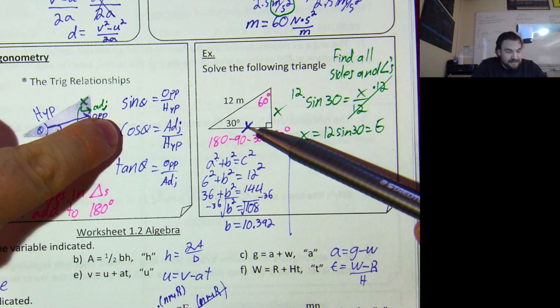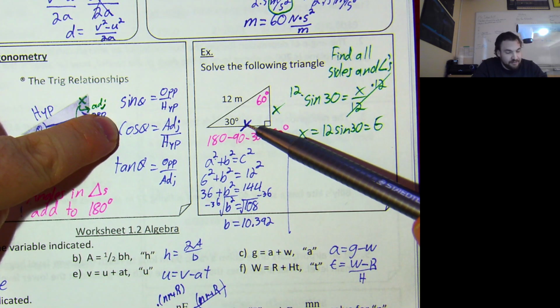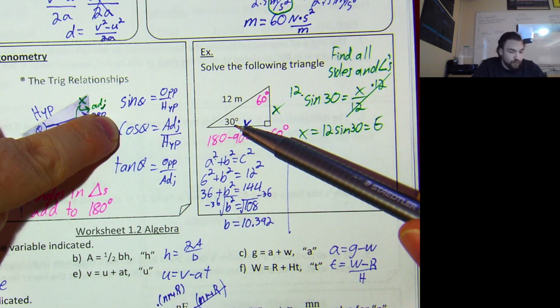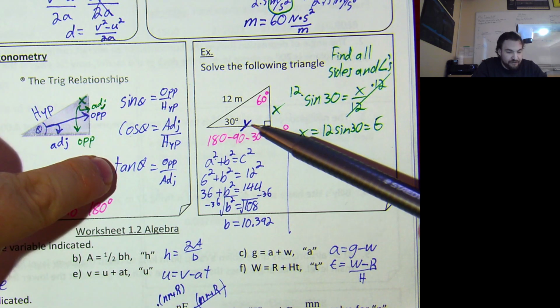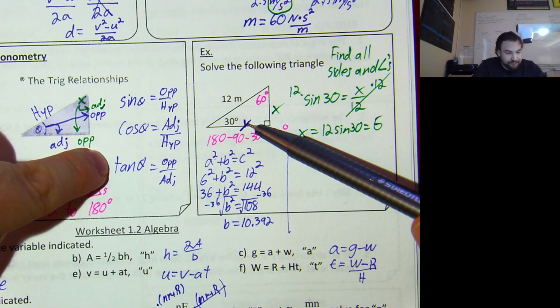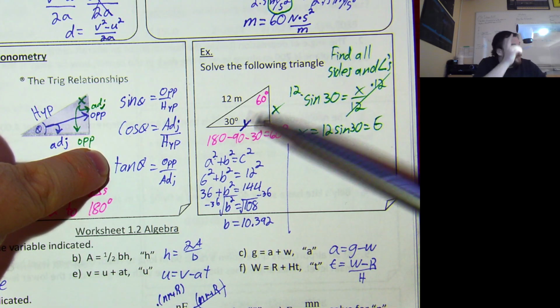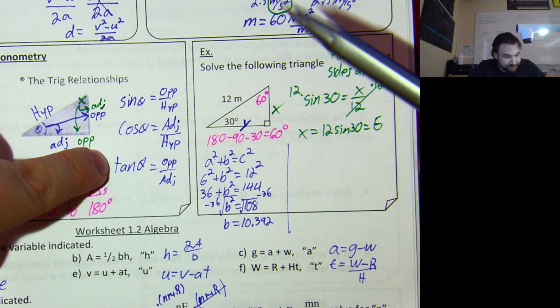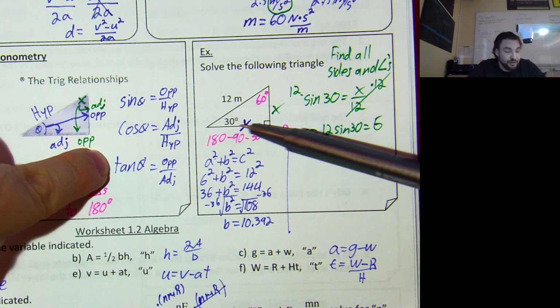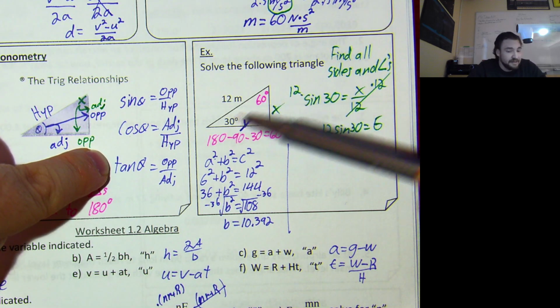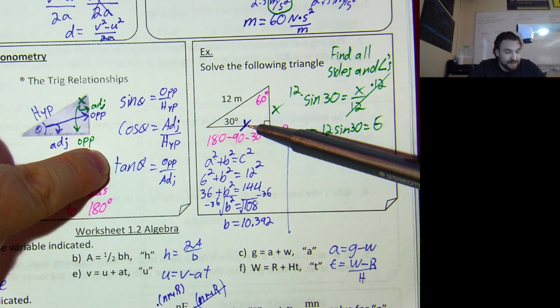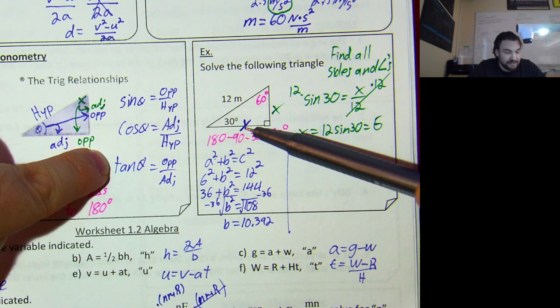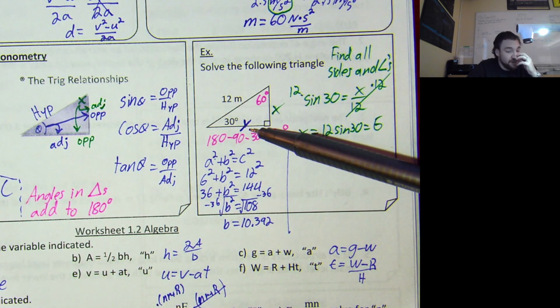If I wanted to find this side using cosine, what angle would I use? I heard it, the 30. Cool. And if I wanted to solve for this guy using tangent, you never actually use the 90. You could use either one, right? Because if I use 30, then the y becomes adjacent. If I use the 60, then the y is opposite. Doesn't ultimately matter which one you do.